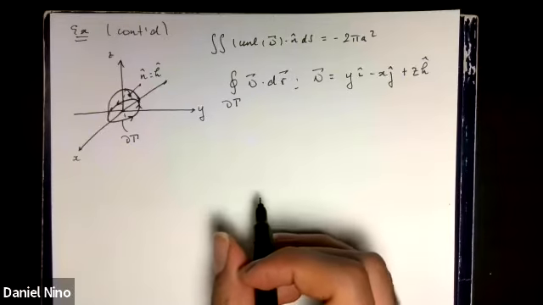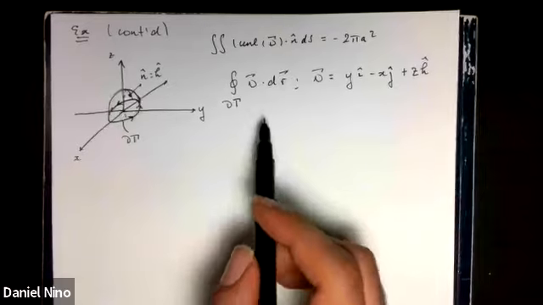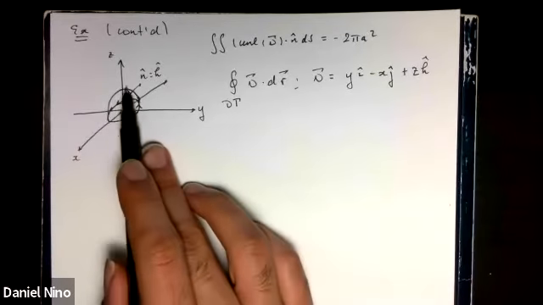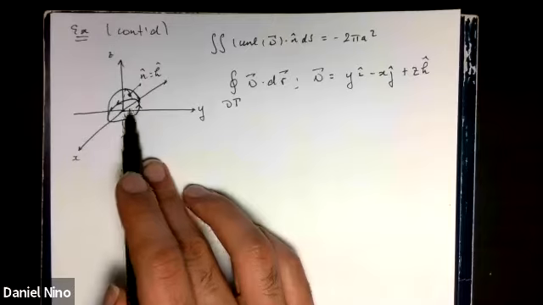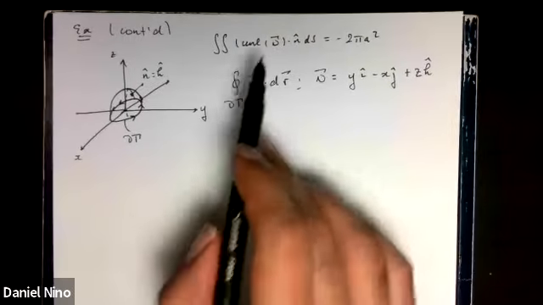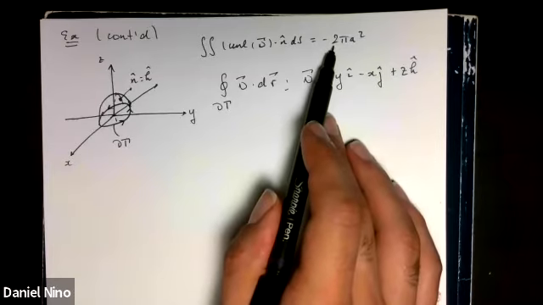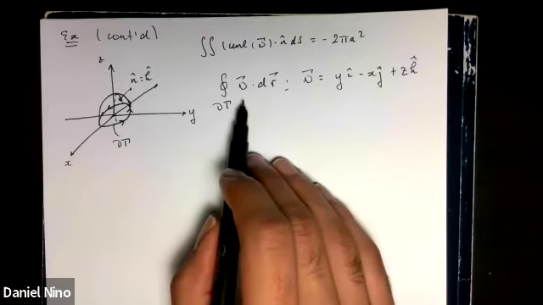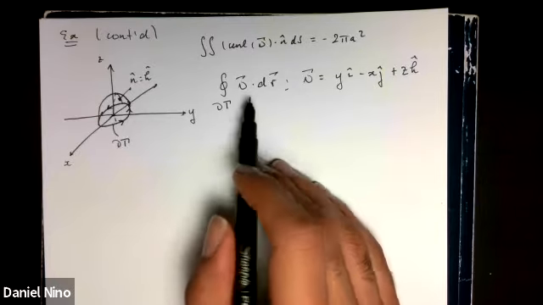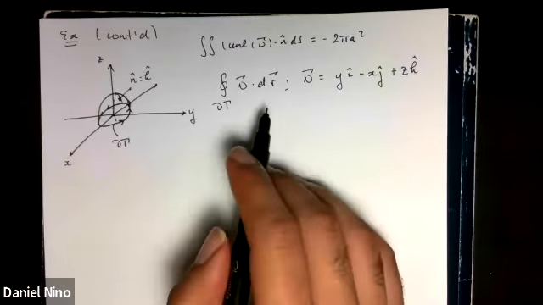In the last video, we started an example where we wanted to evaluate both sides of Stokes' theorem for this vector field V over a hemisphere of radius a in the upper half space. We computed that the surface integral was equal to minus 2 pi a squared. And in this video, we're going to compute the closed loop line integral on the other side of Stokes' theorem and show that you get the same answer.